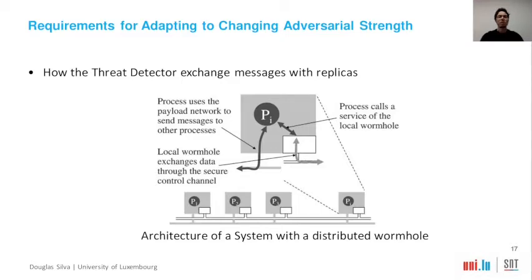So how do the nodes receive the output of this threat detector? All of them receive it at the same time through the wormhole connection. So they have a synchronous connection between all the nodes and the threat detector. Whenever the threat detector outputs a value, everyone receives it at the same time.